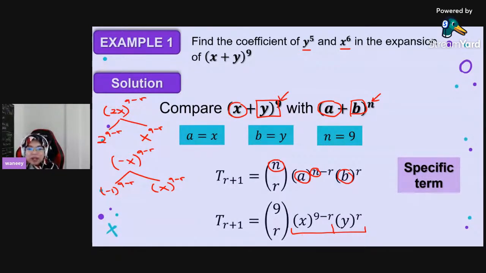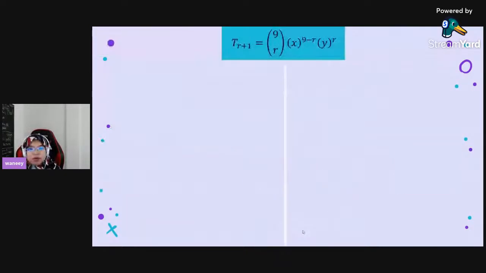So we can simply write down 9Cr, x to the power of 9 minus r, and then y to the power of r. I want to find y to the power of 5 as well as x to the power of 6. Let us compare with y to the power of 5. If you compare with your general term, you should be able to see this is y to the power of 5, this is y to the power of r. So y to the power of r equals y to the power of 5, which simply gives us r equal to 5.